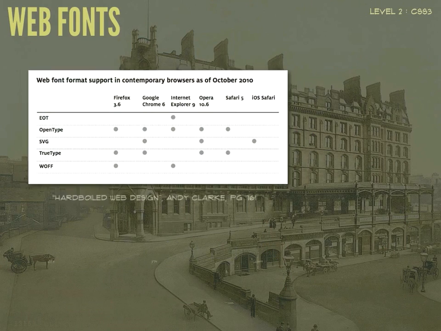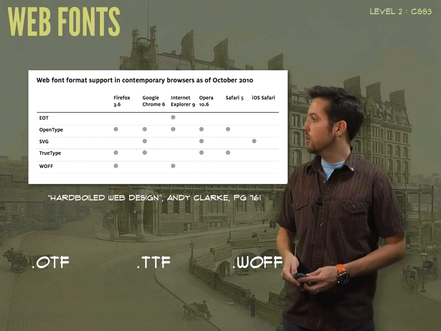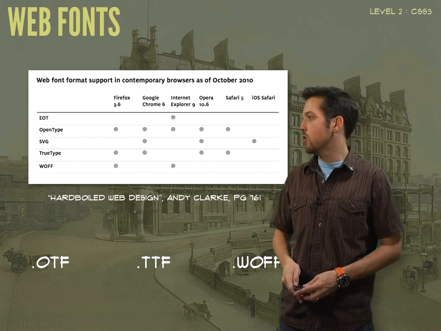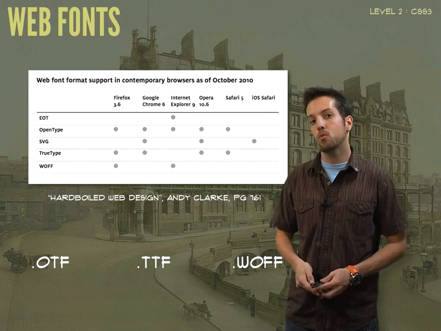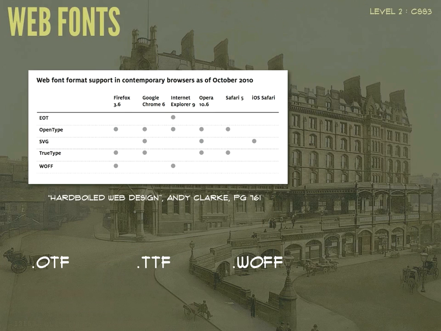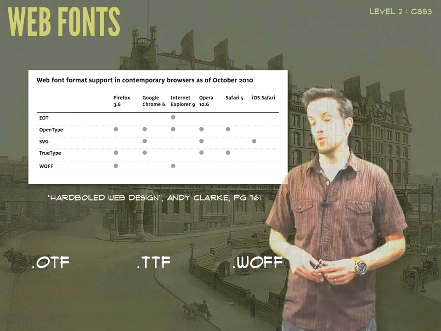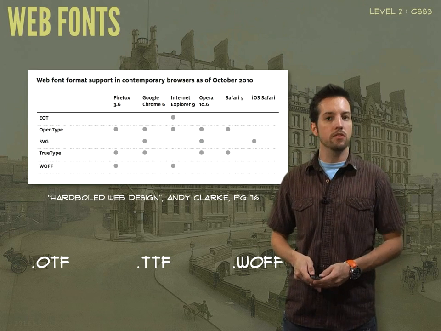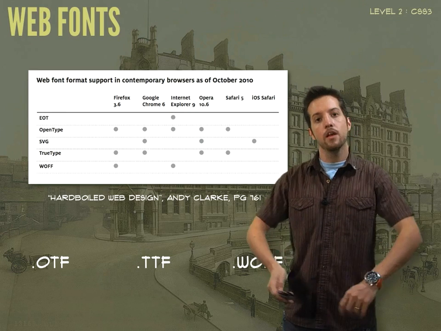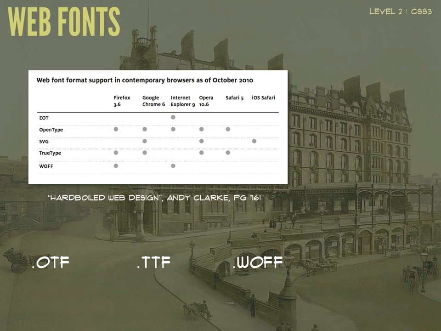Now, there are several different varieties of fonts that we can use on our websites. Andy Clark has created a pretty helpful table in his Hard-Boiled Web Design book. Some of the more common fonts are OpenType or TrueType. We also have the Web Open Font format, which is kind of like a compressed file of OpenType and TrueType fonts. So with the compressed file size as well as additional security features, I think we'll start seeing this become more of the norm in browser-supported fonts.